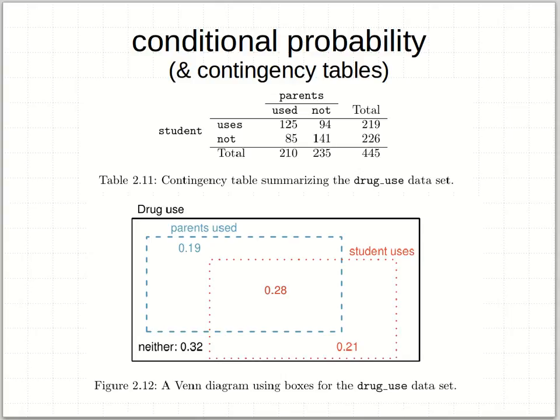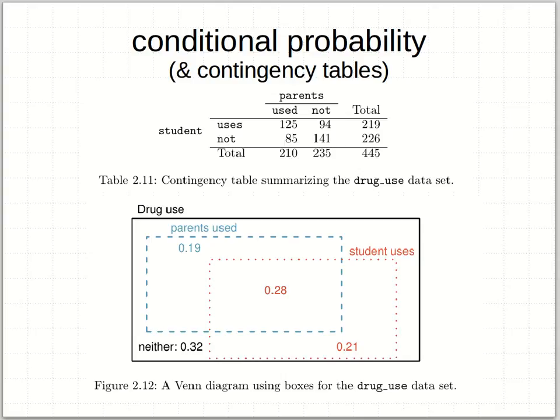You might examine them this way. This is a Venn diagram, although it's a square one. You also might draw them as ellipses, where parents used is a certain percentage, students use is a different percentage, and those two numbers are then whether they match what the students using or not, and then neither, 0.32, would be this proportion where students do not and their parents do not as well.